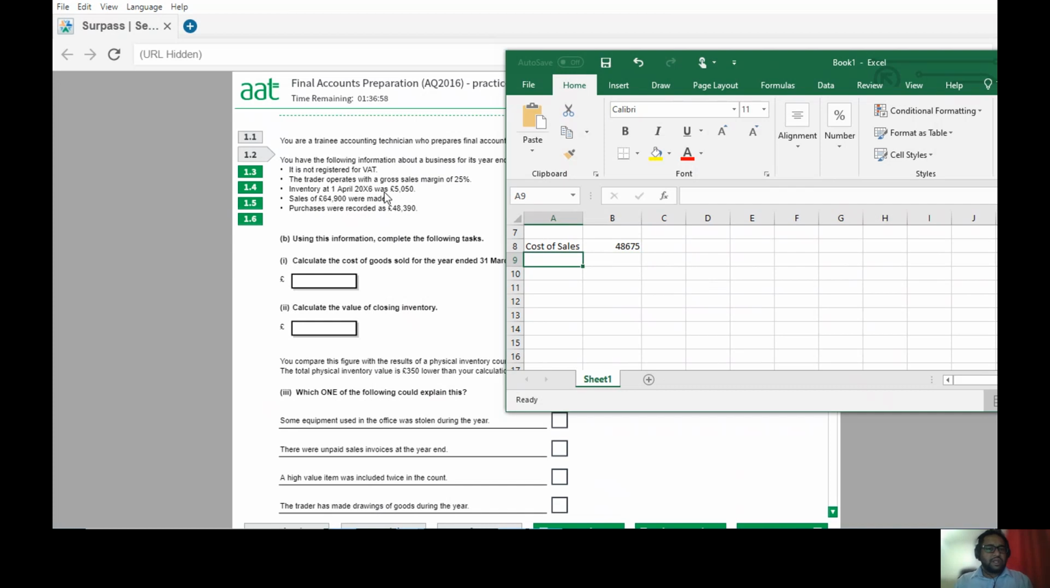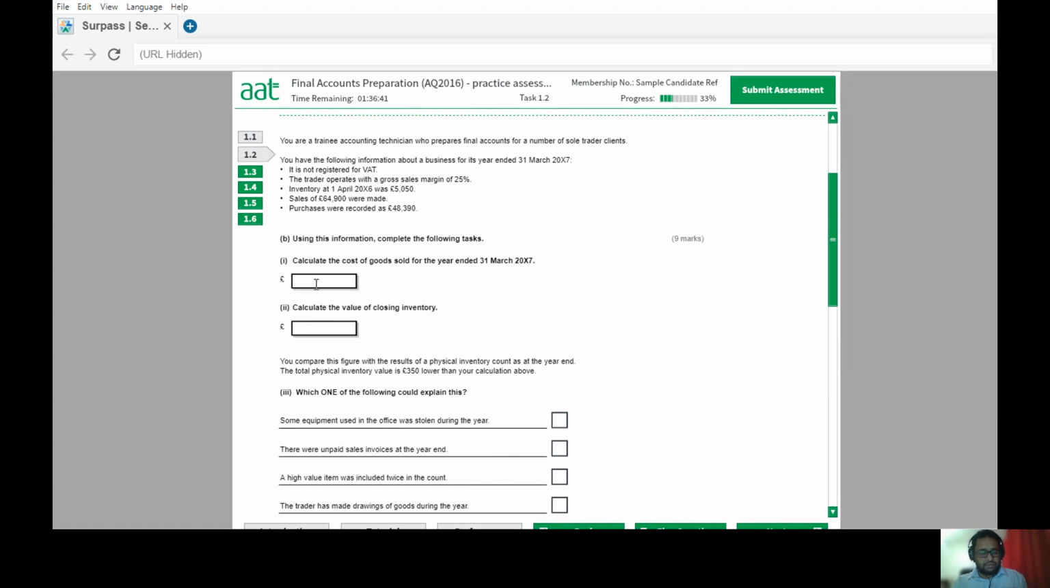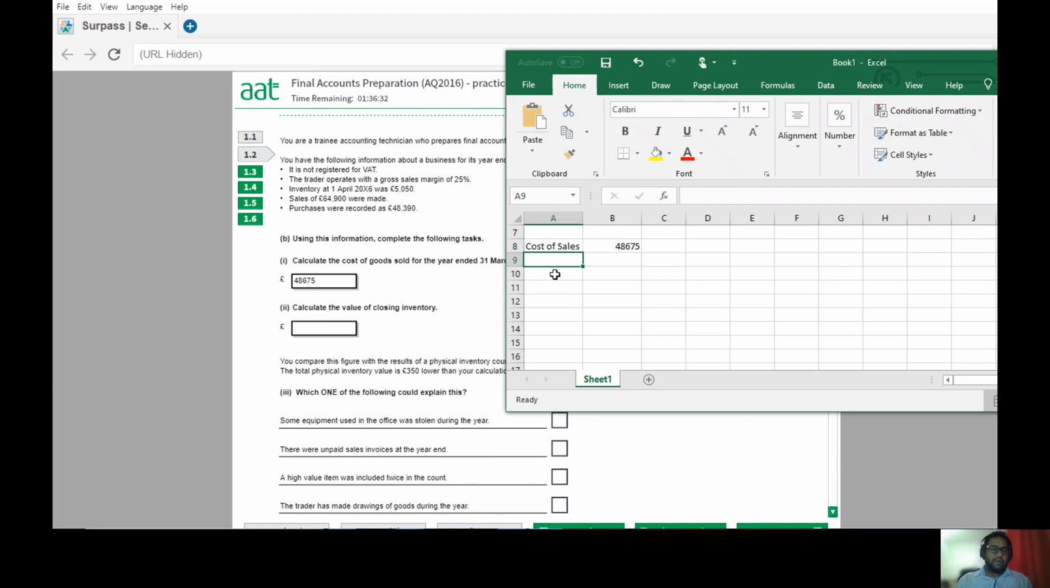Then we also know your opening inventory, your purchases, and they want you to find the closing inventory. So let's put this answer here: 48,675. Now to find the closing inventory, all you need to remember is this formula: opening inventory plus purchases minus closing inventory is equal to your cost of sales. Because you already have your cost of sales, your opening inventory, and the purchases figure.